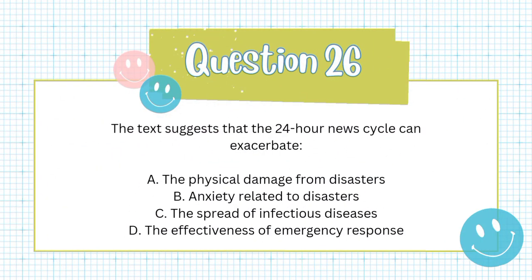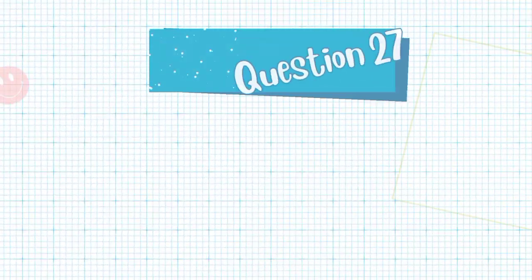26. The text suggests that the 24-hour news cycle can exacerbate A. The physical damage from disasters. B. Anxiety related to disasters. C. The spread of infectious diseases. D. The effectiveness of emergency response. The correct answer is B. Anxiety related to disasters.